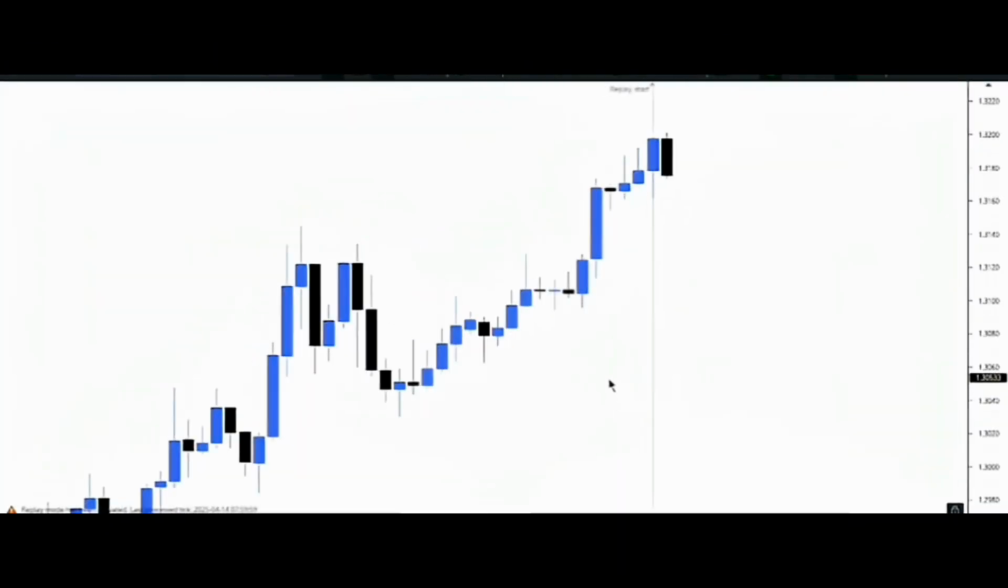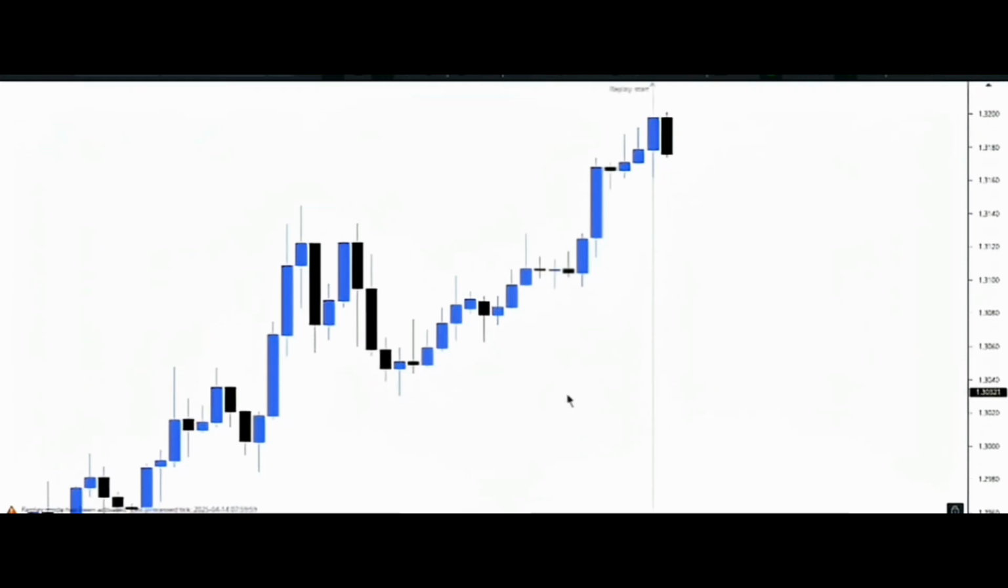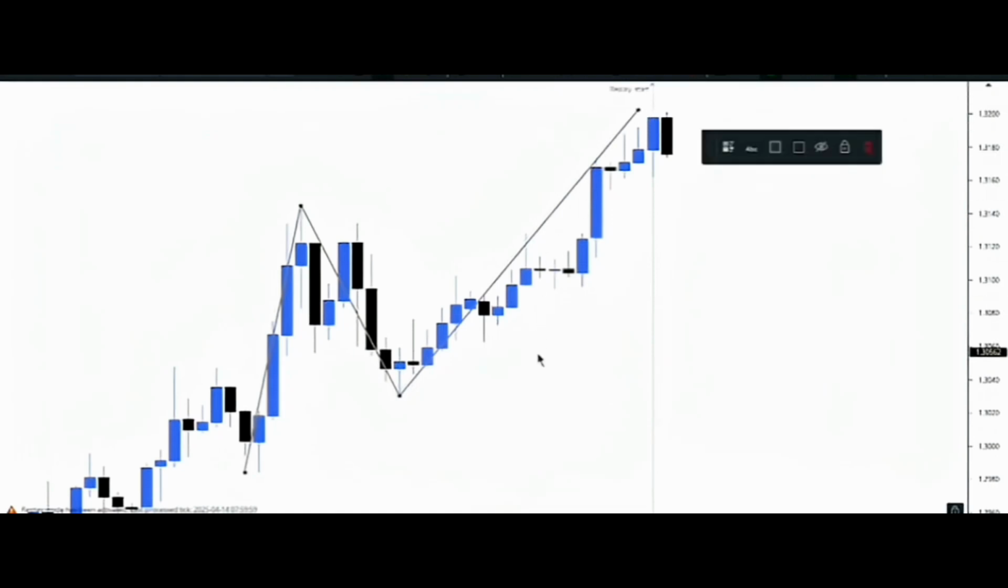Okay, so this is GU and this is the 1H time frame. First of all, I said identify your 1, 2, 3 pattern. If you look at this chart carefully, this is your 1, 2, 3 pattern from this low. Price printed this high and then pulled back down to this low and then went up. Okay? So that's the 1, 2, 3 pattern you need first of all.